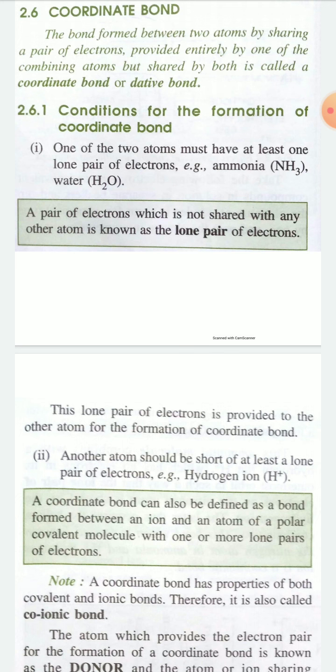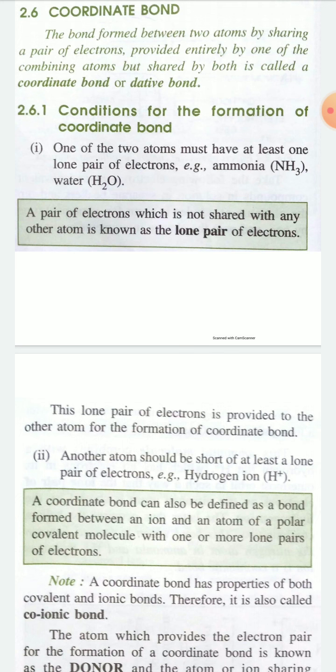Now let's see what a lone pair of electrons is. A lone pair of electrons is a pair of electrons which is not shared with any other atom. You have to remember that a lone pair means two electrons; a lone pair is formed by a combination of two electrons. So in a coordinate bond, one component which has a lone pair of electrons will combine with another atom which should be short of at least a lone pair of electrons.